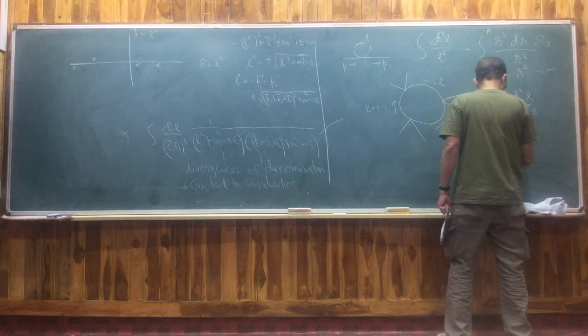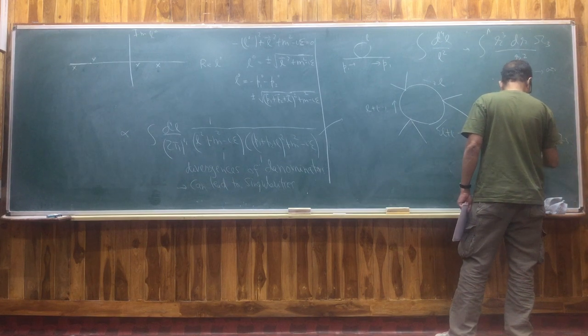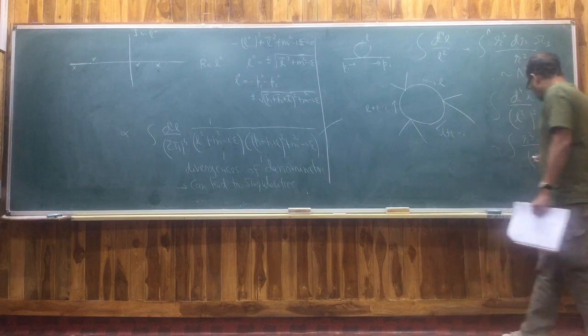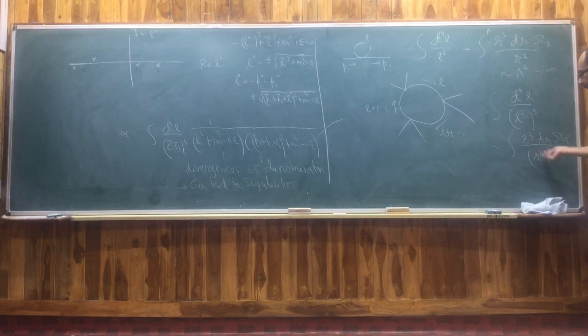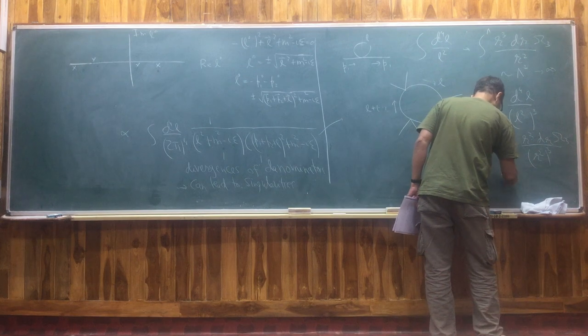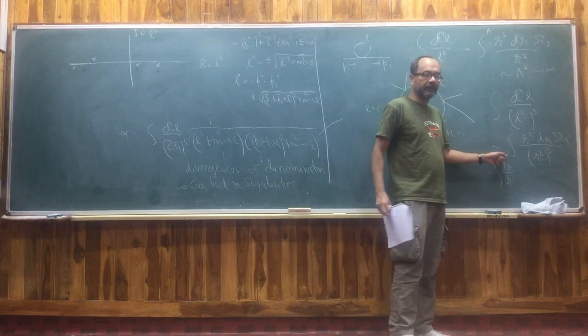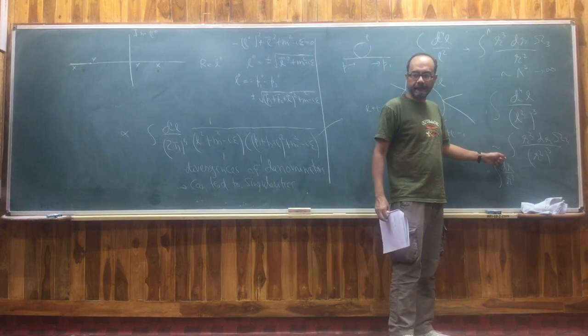Because this will go as integral R cube dr omega 3 over R square, whole cube, R square cube. So this goes as dr over R cube. This is R cube versus R to the 6. So this goes as dr over R cube. So this is finite, right? There is no divergence from the upper end.